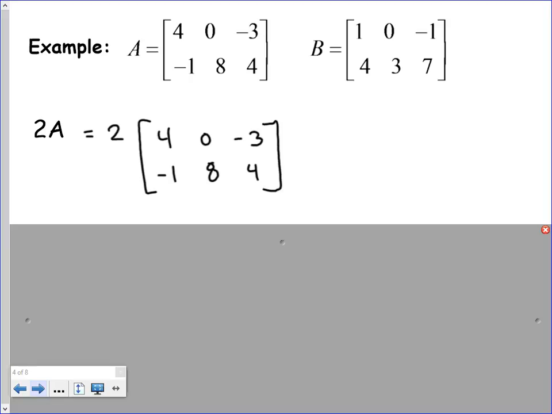And remember, this is different than the scalar multiplication we use in row echelon form, where we only multiply a single row by a scalar. Now we're multiplying the whole matrix by the scalar. So everything gets multiplied by 2.